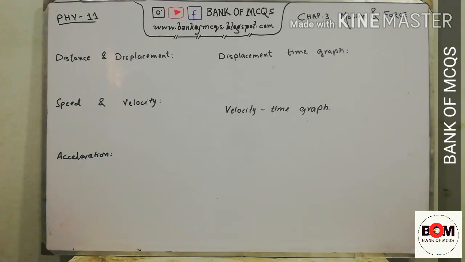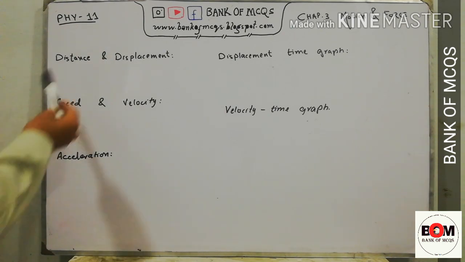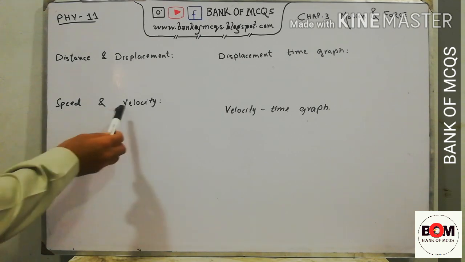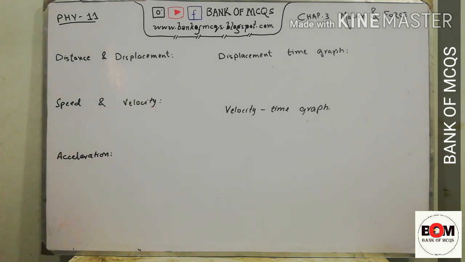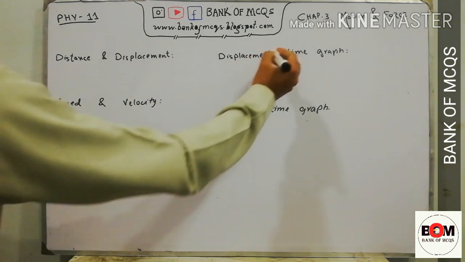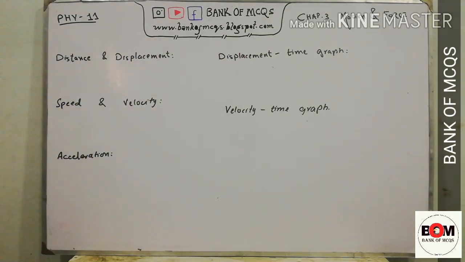Today we will discuss physics first year chapter number 3, that is motion and force. There are a few terms that we will explain first. The first one is distance and displacement, second is speed and velocity, third is acceleration, fourth is displacement time graph, and fifth is velocity time graph. So first of all, distance.